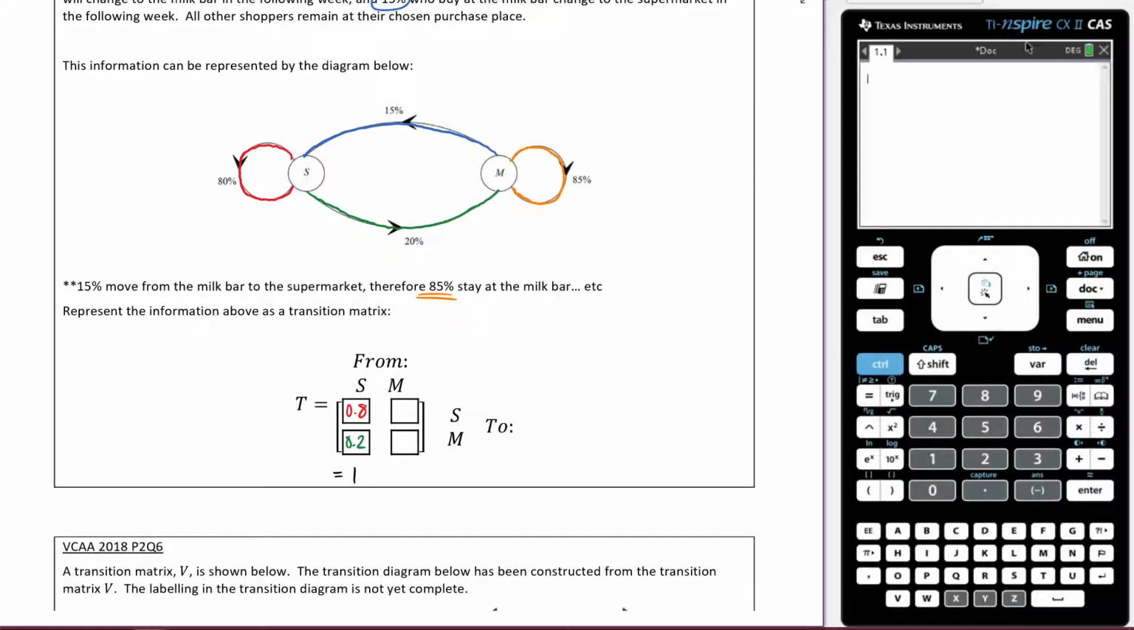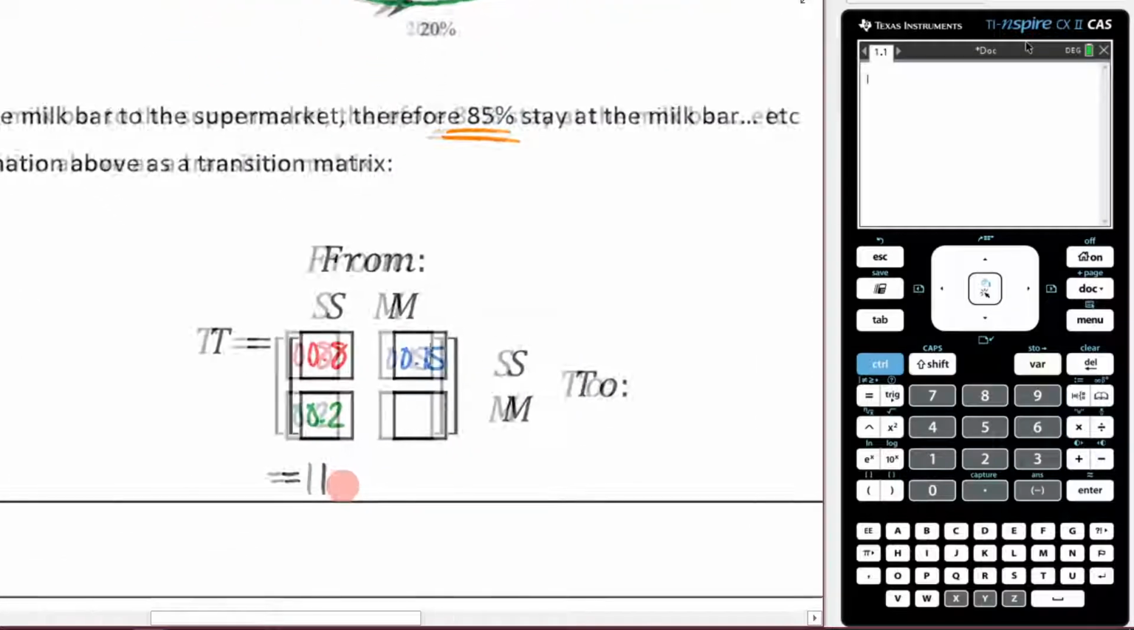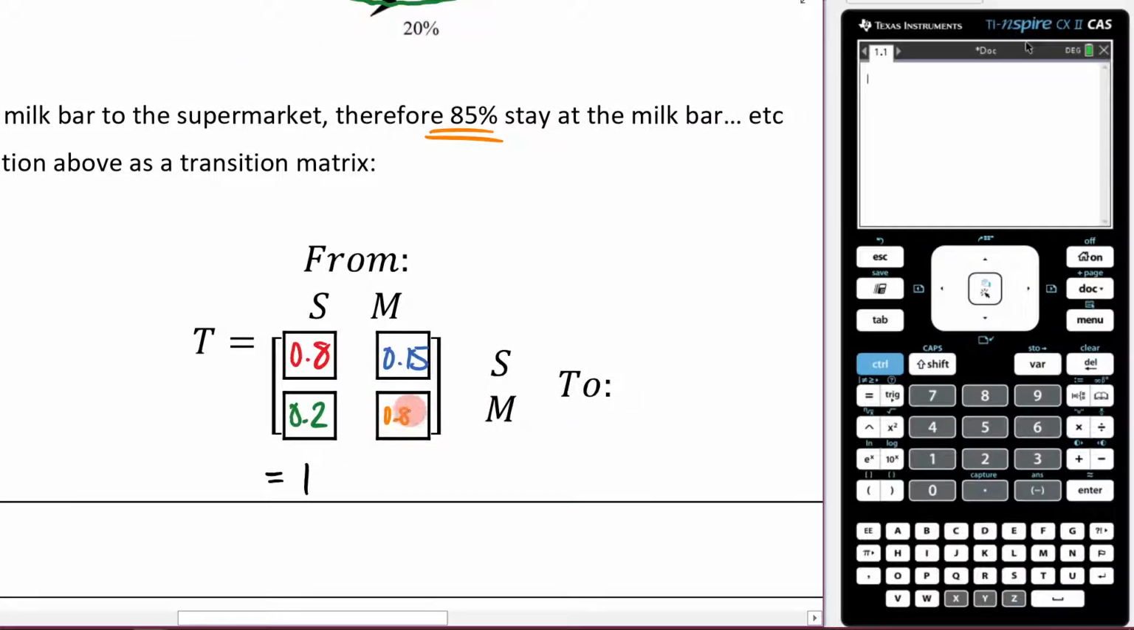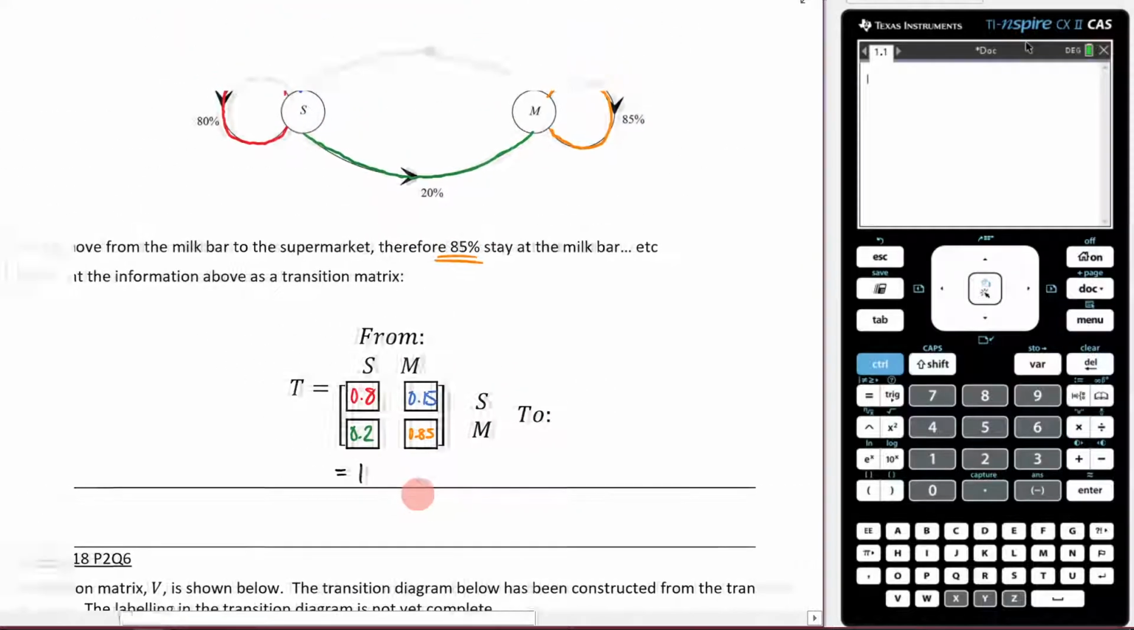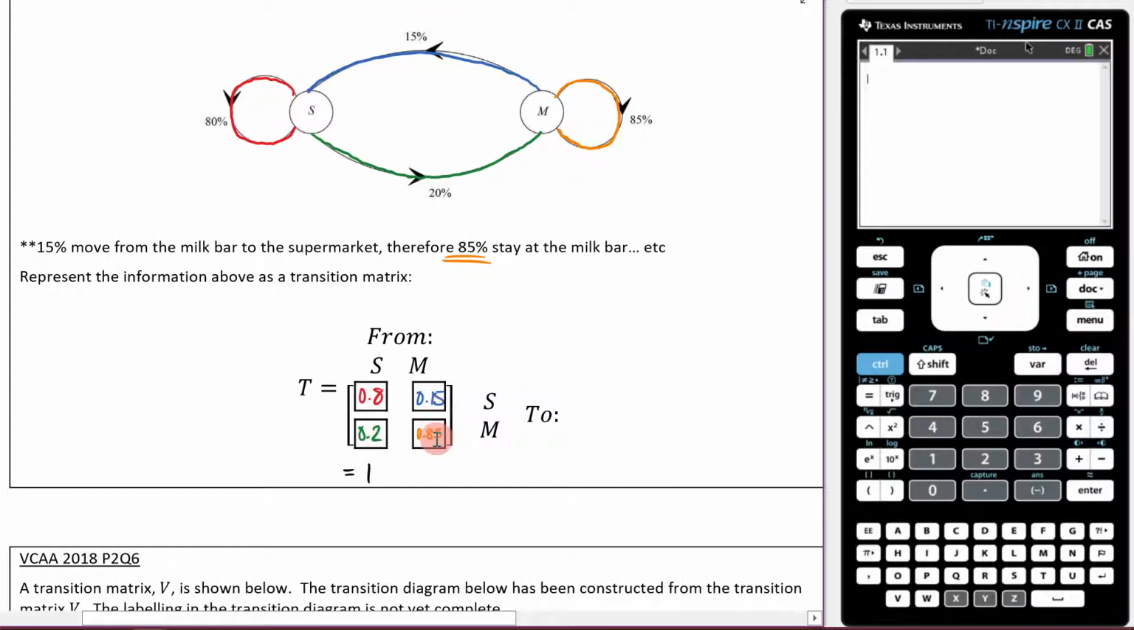What else are we told here? Well, what happens if you begin at the milk bar and go to the supermarket? Milk bar to supermarket, you can see that that's 0.15. And what about milk bar to milk bar? Those who begin at the milk bar and return to the milk bar the following week, that's going to be 0.85. Perfect. And again, 0.15 plus 0.85 is equal to 1.